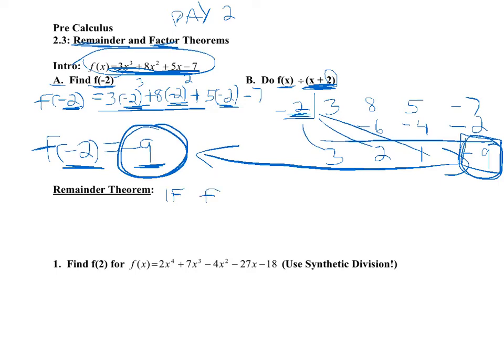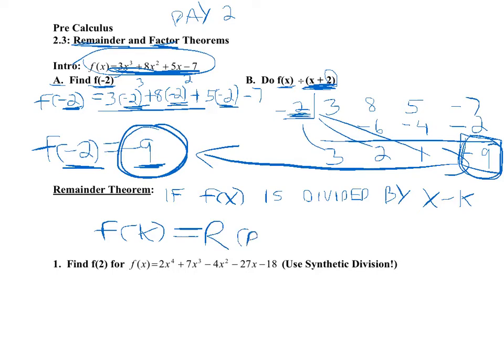We're going to write if f of x is divided by x minus k, then what we can say is that the function of k equals the remainder. We'll say r, which is the remainder when you use synthetic division. All right. So there it is. If I'm dividing by x minus k, well, in this case, k was negative 2. So I put negative 2 in here. My remainder was negative 9. So f of negative 2 equals negative 9.